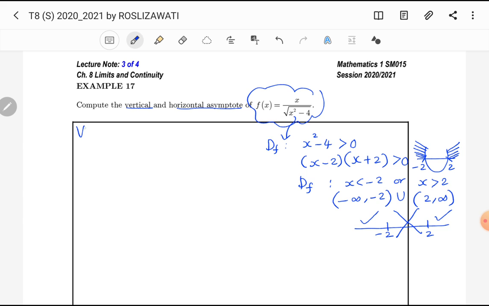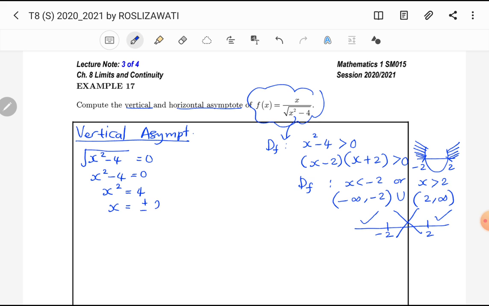So tadi saya dah cakap dah, for vertical asymptote, we set the denominator equal to 0. So we set square root x squared minus 4 equal to 0. So x squared minus 4 equal to 0. X squared equal to 4. And we will get x equal to plus minus 2. So kita ada dapat dua ni. X positive 2. X negative 2.